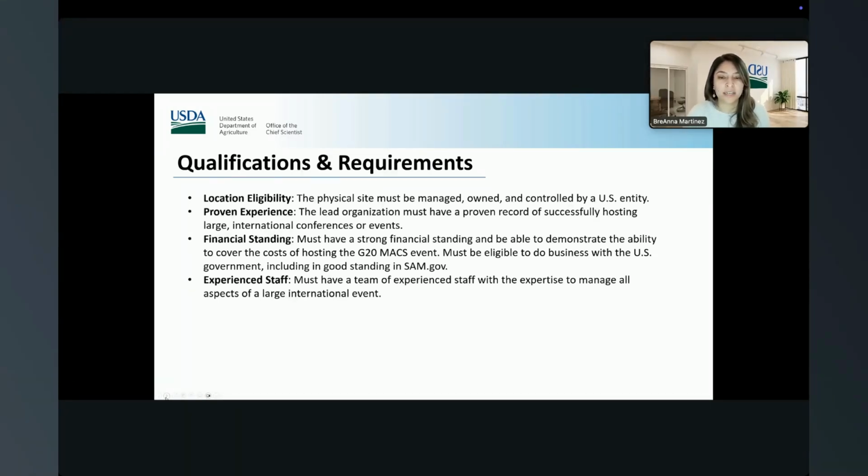The legal organization should have a proven record of successfully hosting a large international conference or events. Financial standing: you must have a strong financial standing and be able to demonstrate the ability to cover costs of the G20 MACS event. You must be eligible to do business with the U.S. government, including being registered and in good standing with SAM.gov. And then we would like you to have experienced staff managing all aspects of an international event. This includes logistics, coordination, and items like that. We would prefer to have staff with experience because there are a lot of moving pieces in these events.